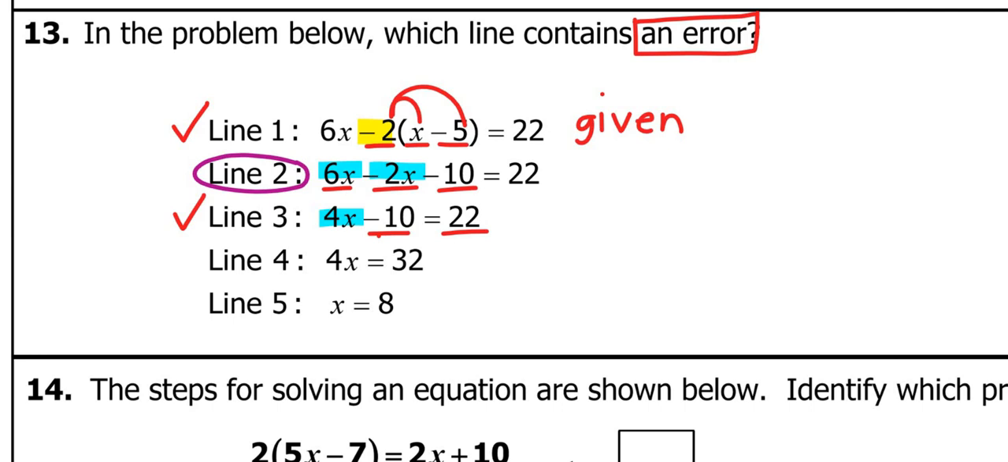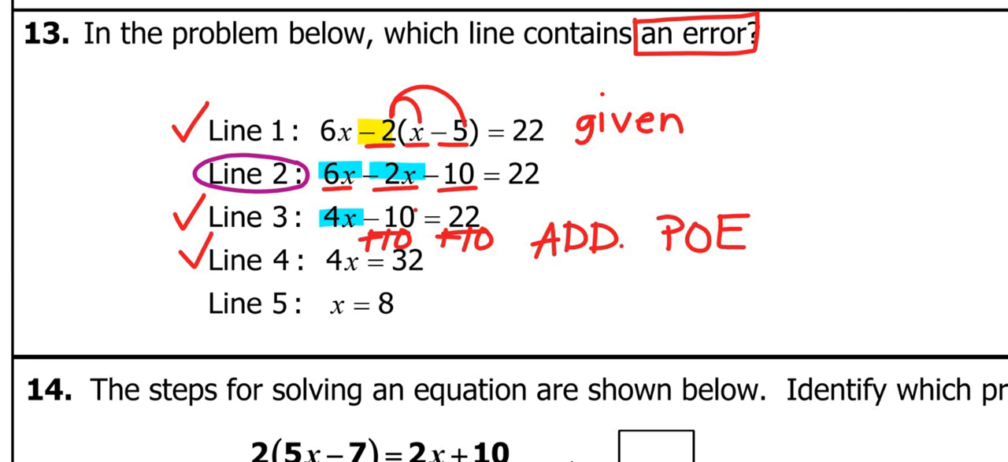Okay, we were combining like terms. We were simplifying. In line 4, all of a sudden the -10 disappears. How does that disappear? Well, you would add 10 to both sides. Addition property of equality. You'd add 10 to both sides. Property of equality. So addition property of equality gets you from line 3 to line 4. Because 22 plus 10 is 32. So line 4 is good.